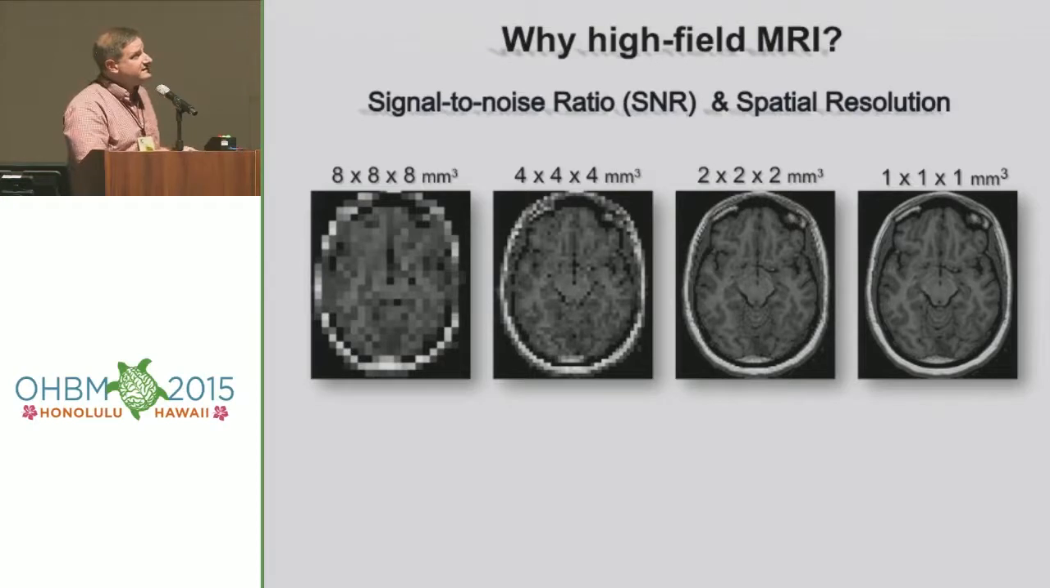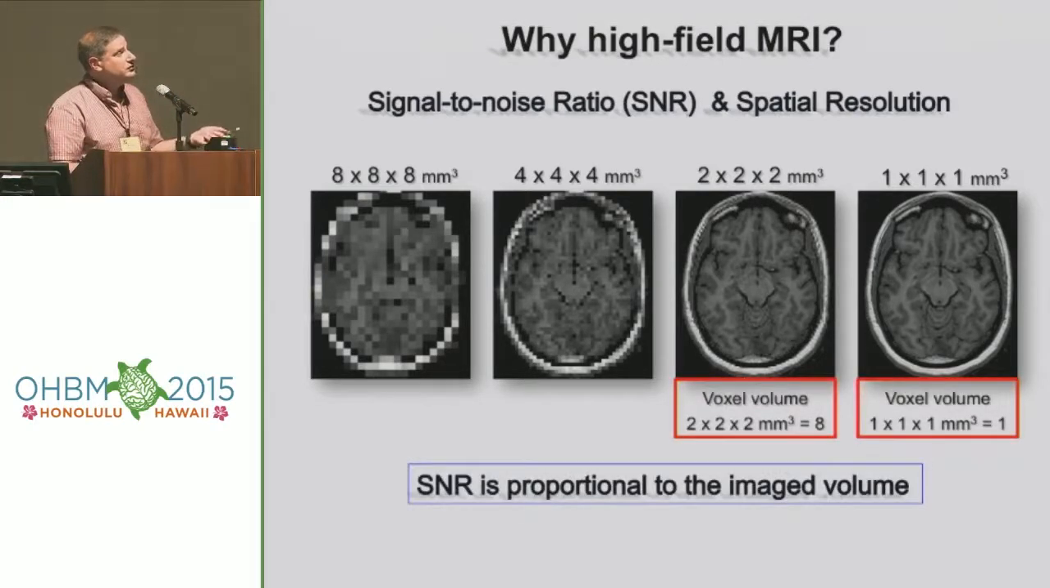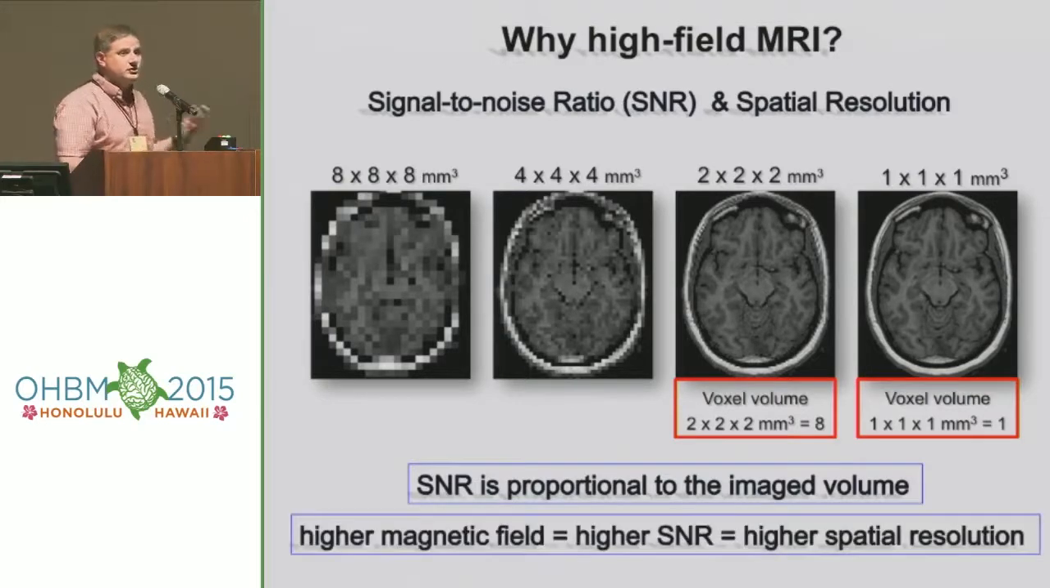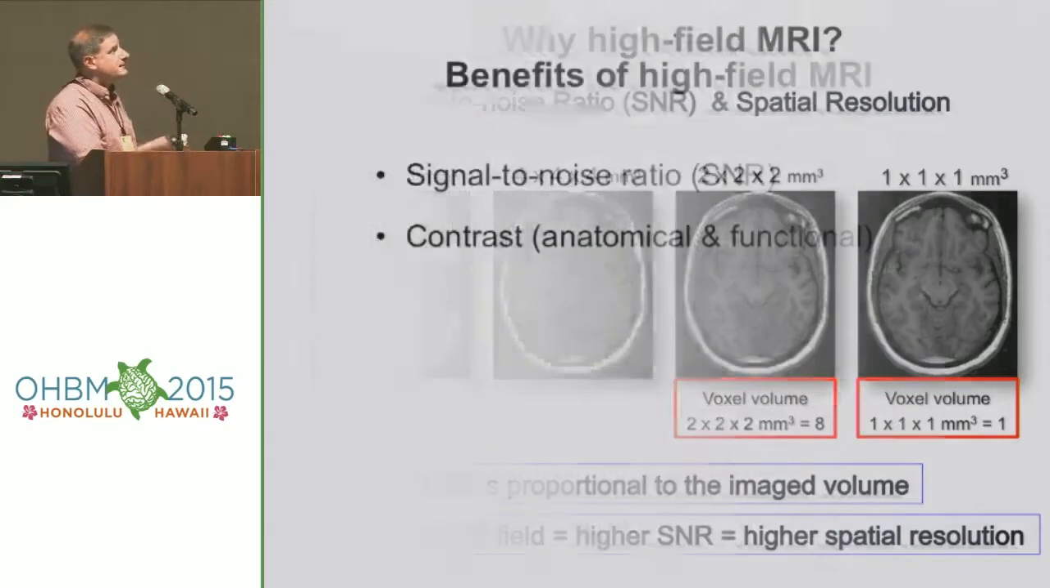Initially, it's not that striking, but when you compare the 2 by 2 to the 1 by 1, that's an 8 times difference in SNR. So you need 8 times more averages to get from the 2 by 2 voxel to a 1 by 1 in order to get the high resolution. Everything boils down to SNR because the signal is proportional to the volume that you're imaging. So the whole idea of going to high field is that you get higher SNR, which allows you to push the resolution to smaller and smaller voxels.